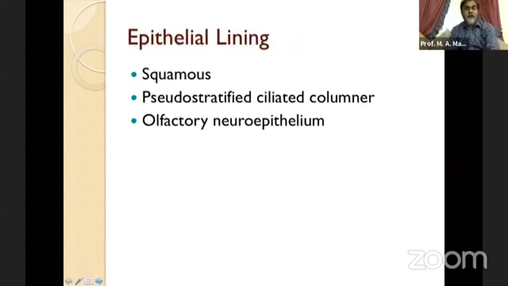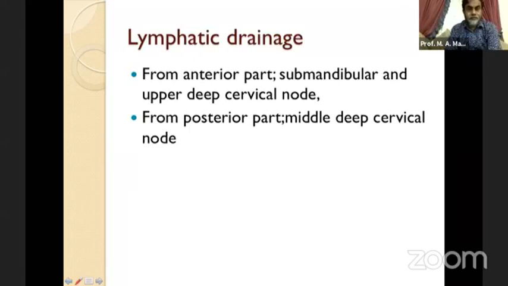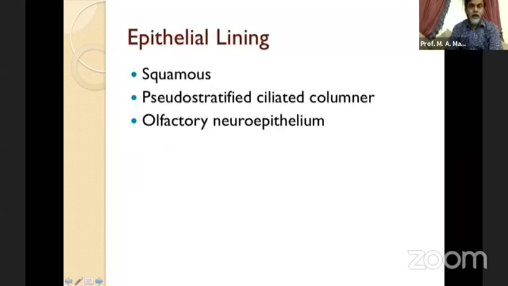What about the epithelial lining? The nasal cavity has 3 different types of epithelial lining. One is squamous epithelium, which lines the vestibule of the nose. Inside the ala is the vestibule of the nose, where there is a skin-bearing, hair-bearing area, and that is squamous epithelium lining.